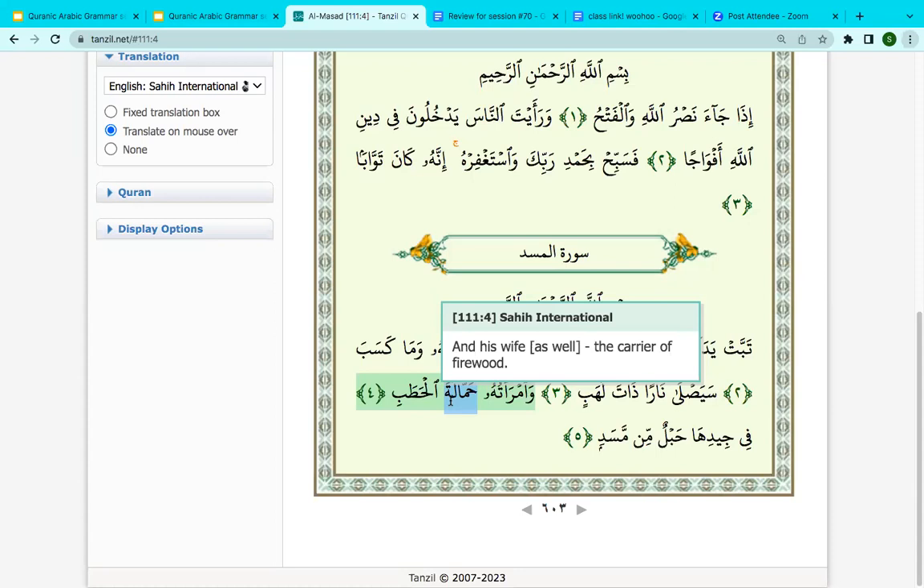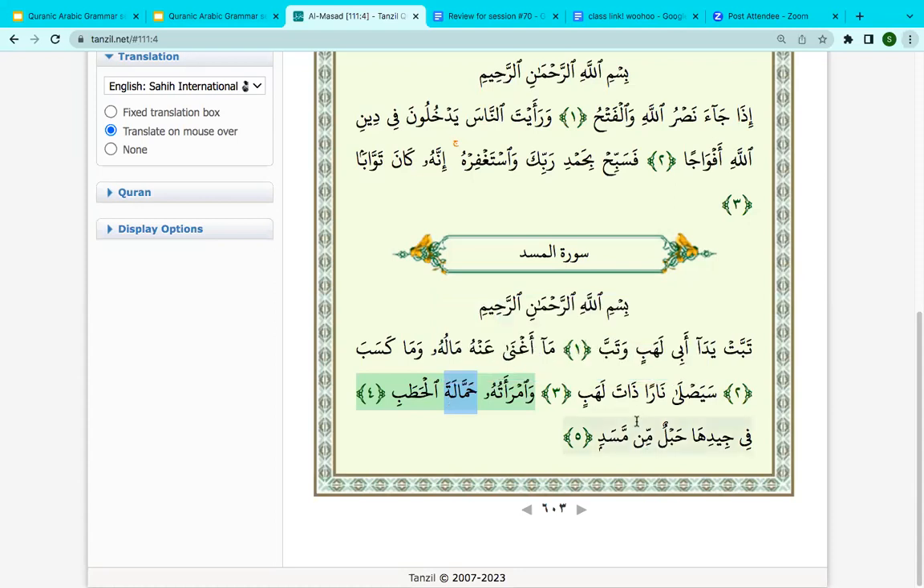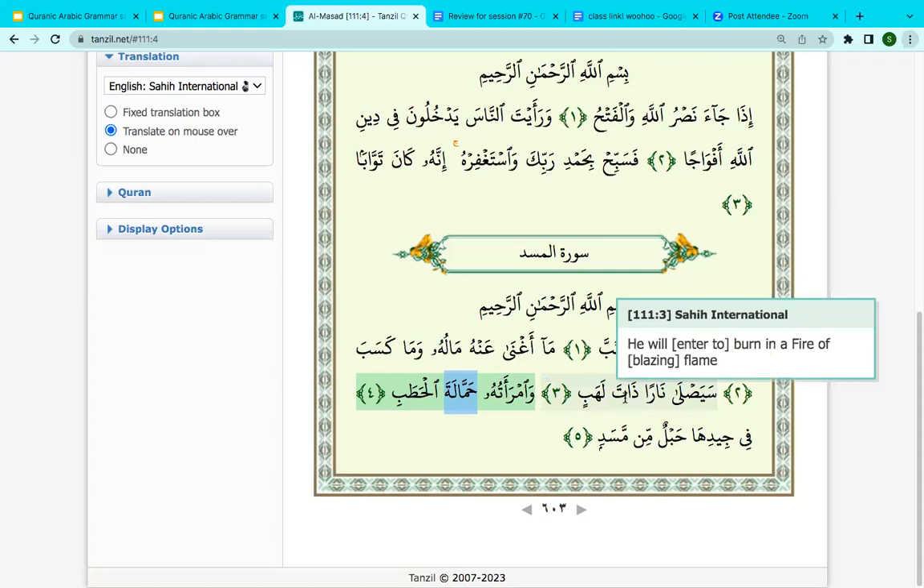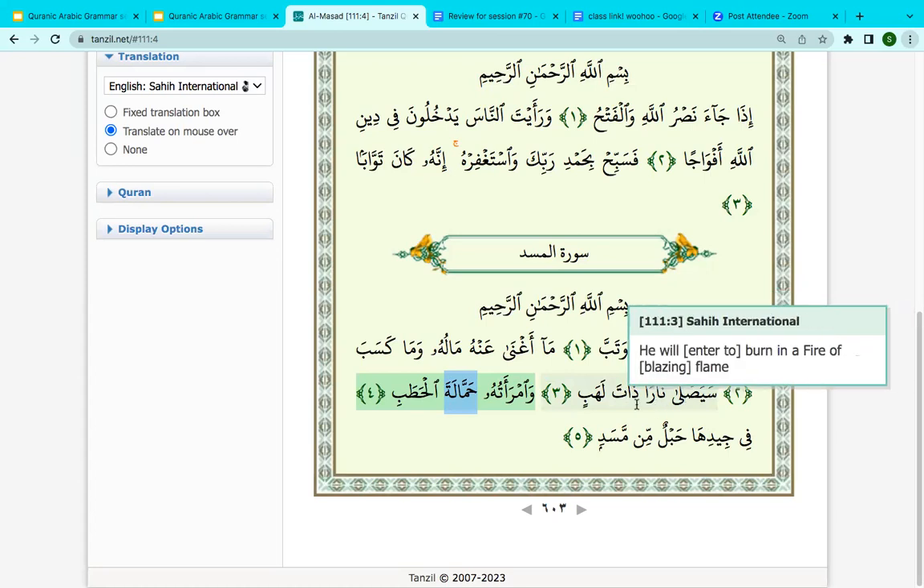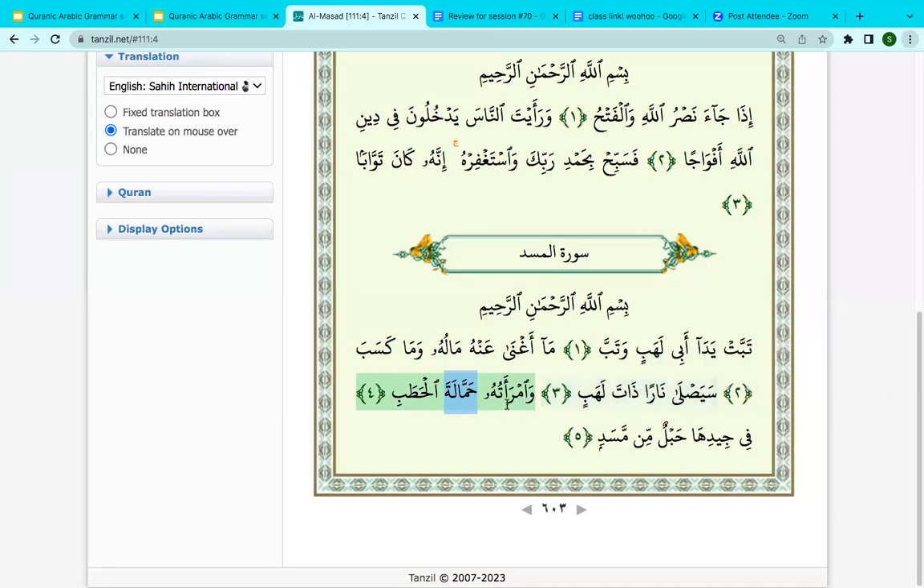Yes, it is telling you the state this woman, his wife, is in, isn't it? How will she enter the fire that is of a blazing flame? He will enter to burn in the fire of blazing flame, and his wife while she is carrying the firewood. Laden, or yes. So you think of it outside pregnancy here, because in Arabic, carrier of something will be called hamil.